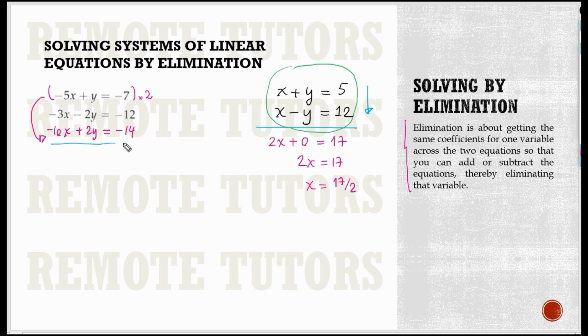And now, if we add them up, we will get rid of the y's. Minus 3x minus 10x is minus 13x, minus 2y plus 2y is 0, minus 12 plus minus 14 is minus 26. So minus 13x equals minus 26. After dividing by minus 13, the value of x gives 2.